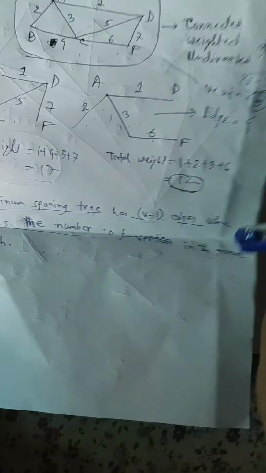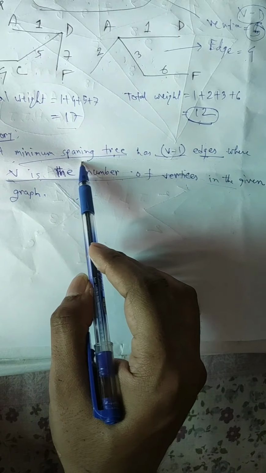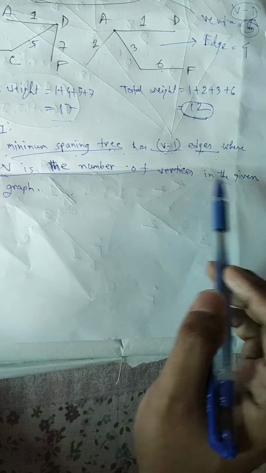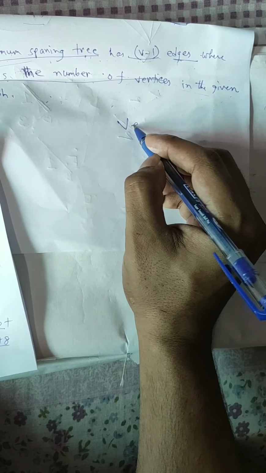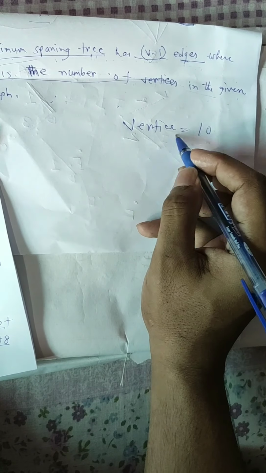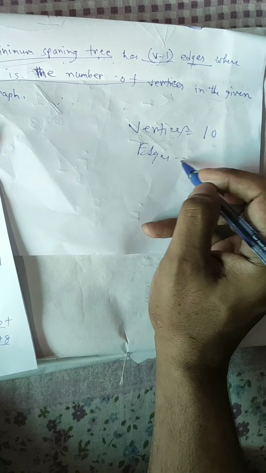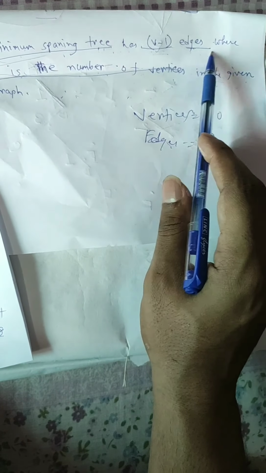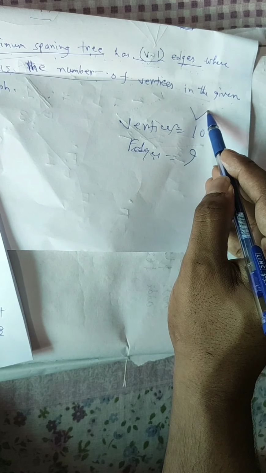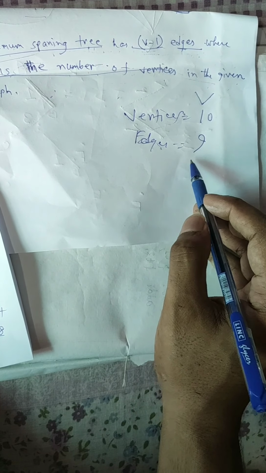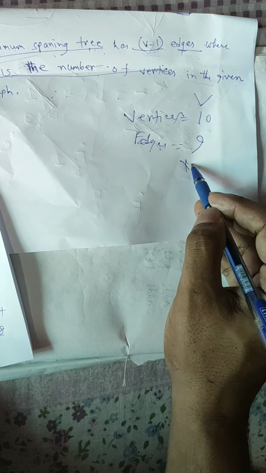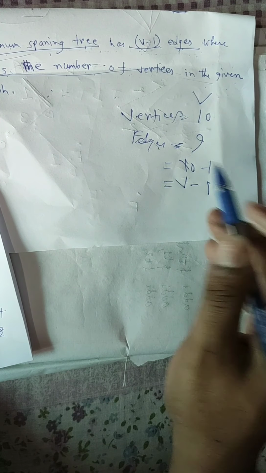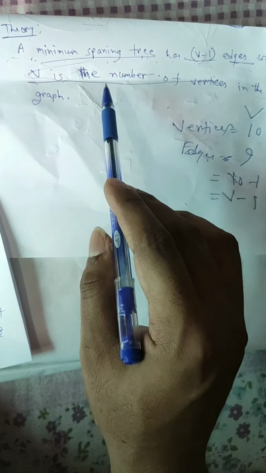So what is the theory of our spanning tree? A minimum spanning tree has v minus 1 edges, where v is the number of vertices in the given graph. The number of vertices is 10 and the number of edges is 9. So a minimum spanning tree has v minus 1 edges. If the number of vertices is expressed by v, then 10 minus 1 is 9, that is v minus 1. So this is also verified by this theory.